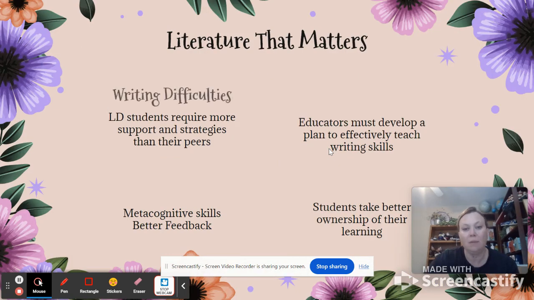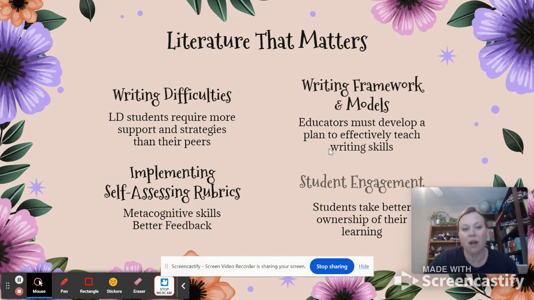So when I thought about my literature, I thought about first, let's dive into students with learning disabilities and their writing difficulties and how they require more support and they require explicit and systematic instruction. So then I thought about, okay, what kind of writing framework and models can I use? What is known to be successful? And this was really the bread and butter of my whole review.